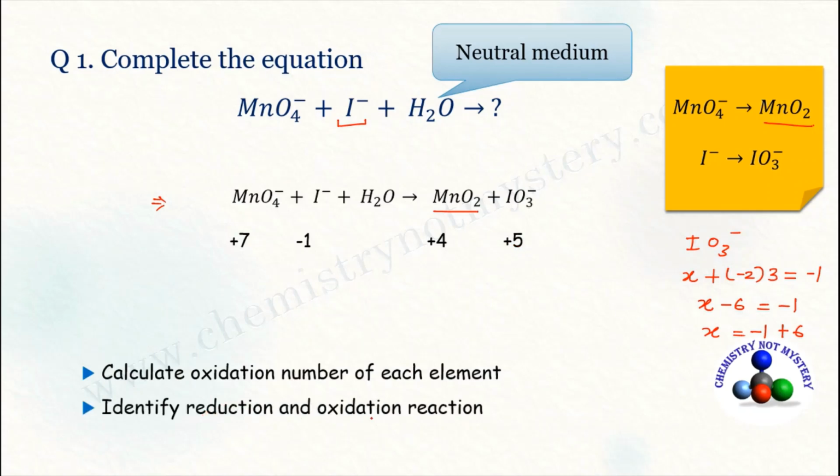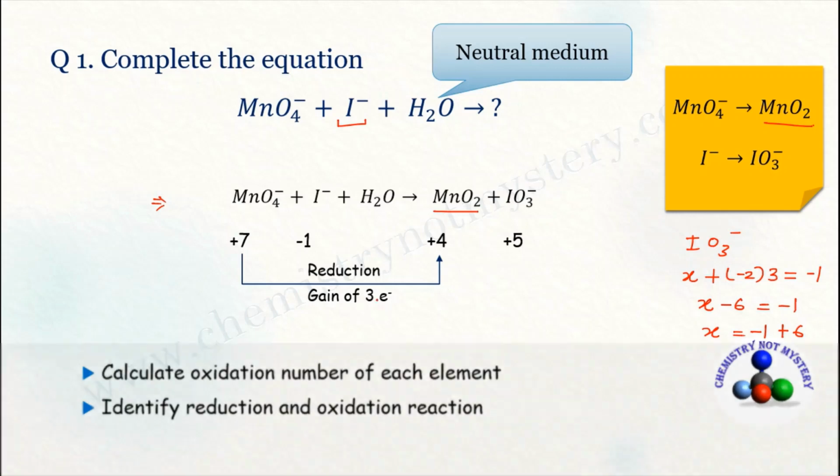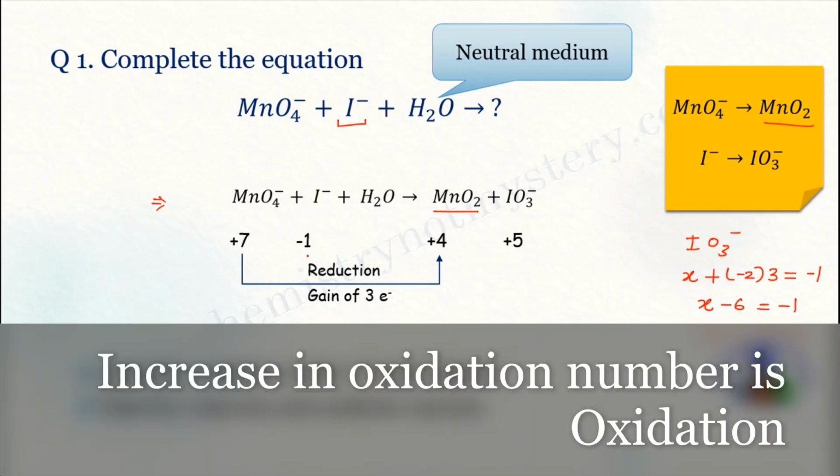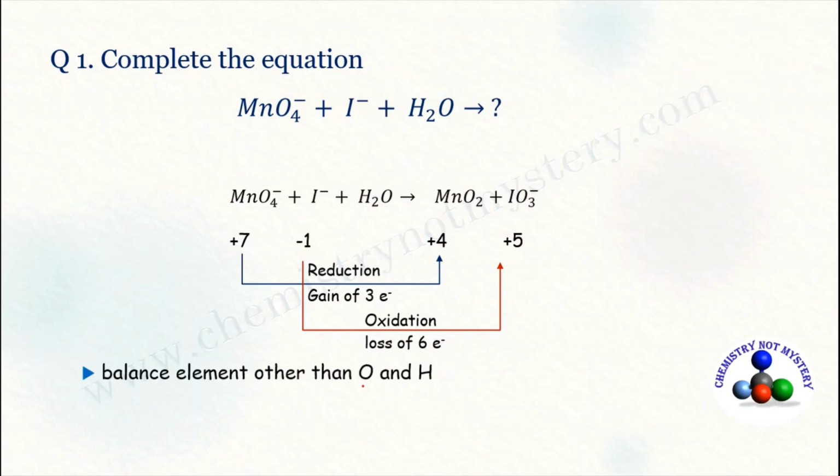Now identify the reduction and oxidation reaction. Decrease in oxidation number is reduction. So Mn gets reduced by the gain of 3 electrons. An increase in oxidation number is oxidation. So I negative oxidizes from -1 to +5, by the loss of 6 electrons. Now balance the elements other than oxygen and hydrogen. So here there is 1 Mn and there is also 1 Mn, 1 I and there is also 1 I. So other elements are balanced.